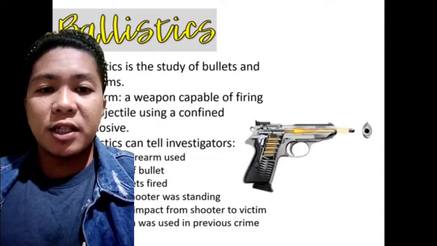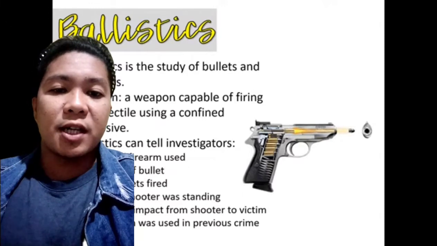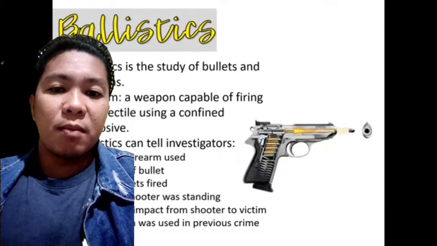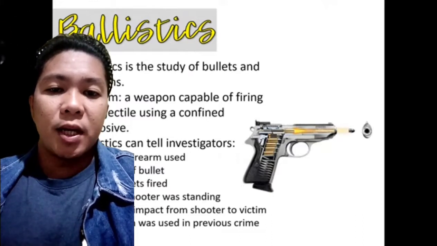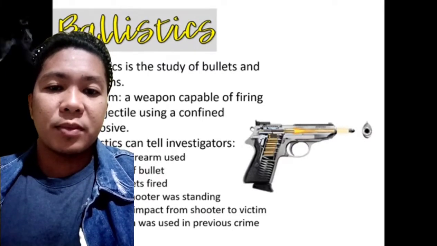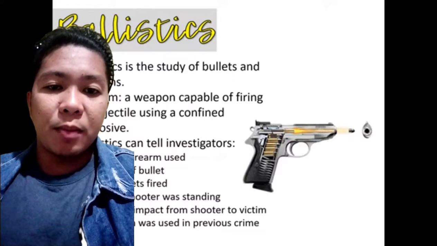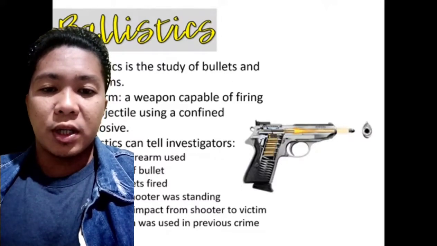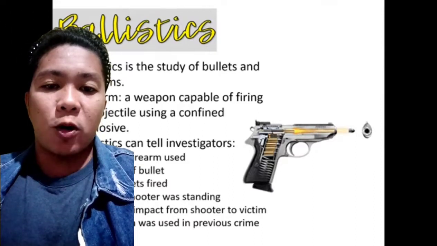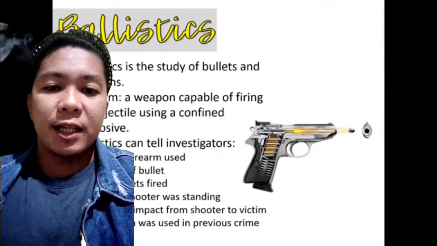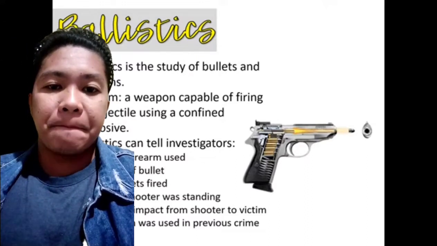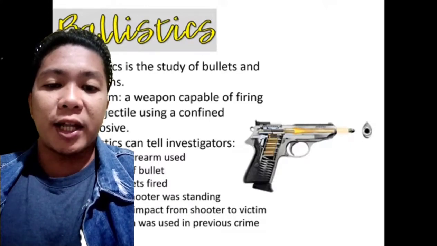So these are the important parts of the ballistic report writing. Number 1, the ballistic report number. Number 2, the time and date received. Number 3, the time and date completed. Number 4, the specimen submitted. Then the findings. Then the last is the conclusions. All of that are the important parts of the ballistic report writing.